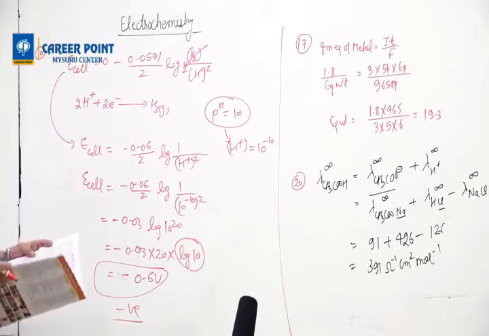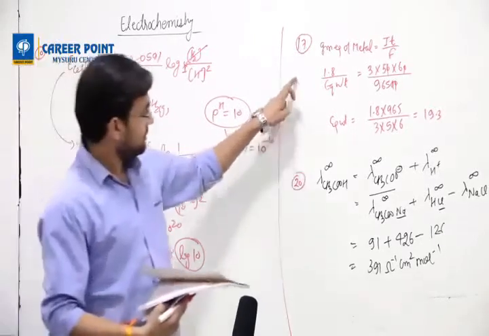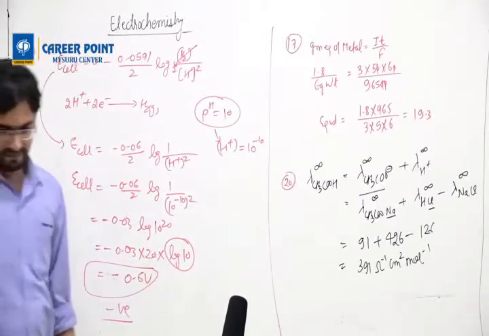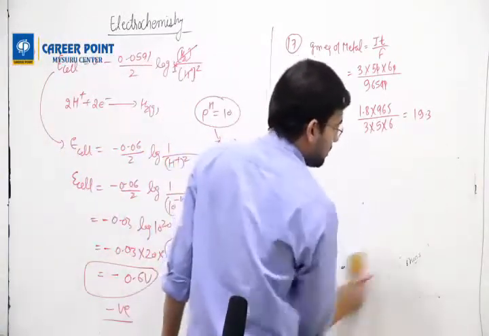Then 17. 17 is already here. Okay. Then we'll do question number 16 also.